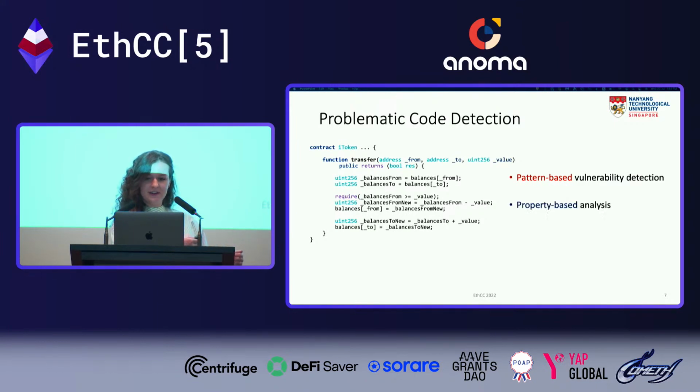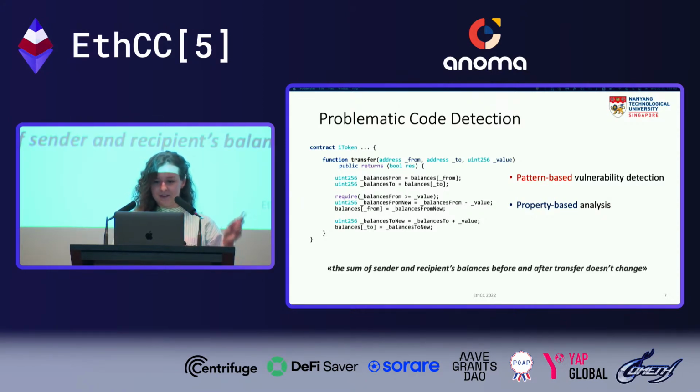An alternative to that is to perform property-based analysis, which tries to detect if somewhere in the code, the property that should always hold can get violated. The property just says what the smart contract should do and what it shouldn't do. The property that is violated by this specific example is the transfer invariant. It says that the sum of the sender and recipient balances before the transfer and after the transfer should be the same. It shouldn't change.